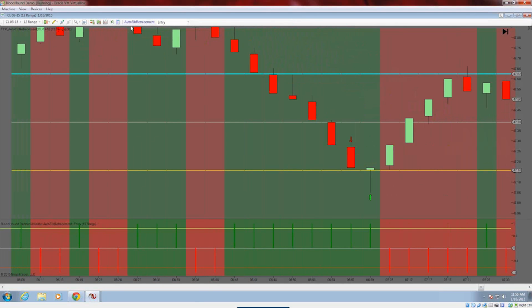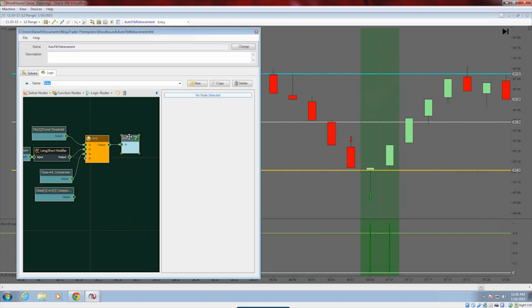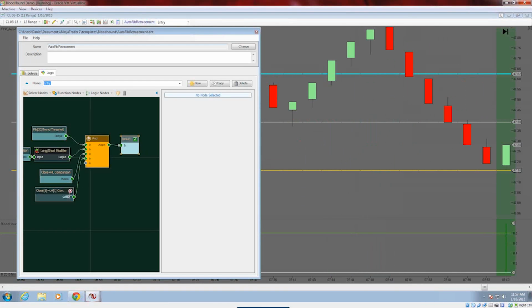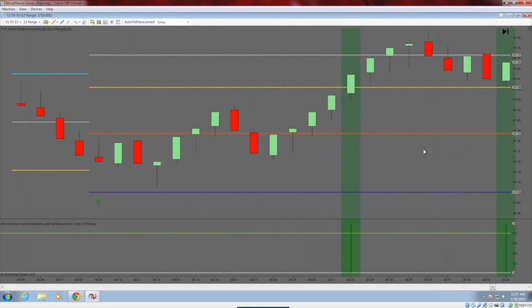Let me just do this step-by-step. So this is what we originally had. It will eliminate this bar right here when I connect this. And it will also eliminate the bar that I wanted to eliminate. Let's disconnect it again. It will eliminate this bar right here.